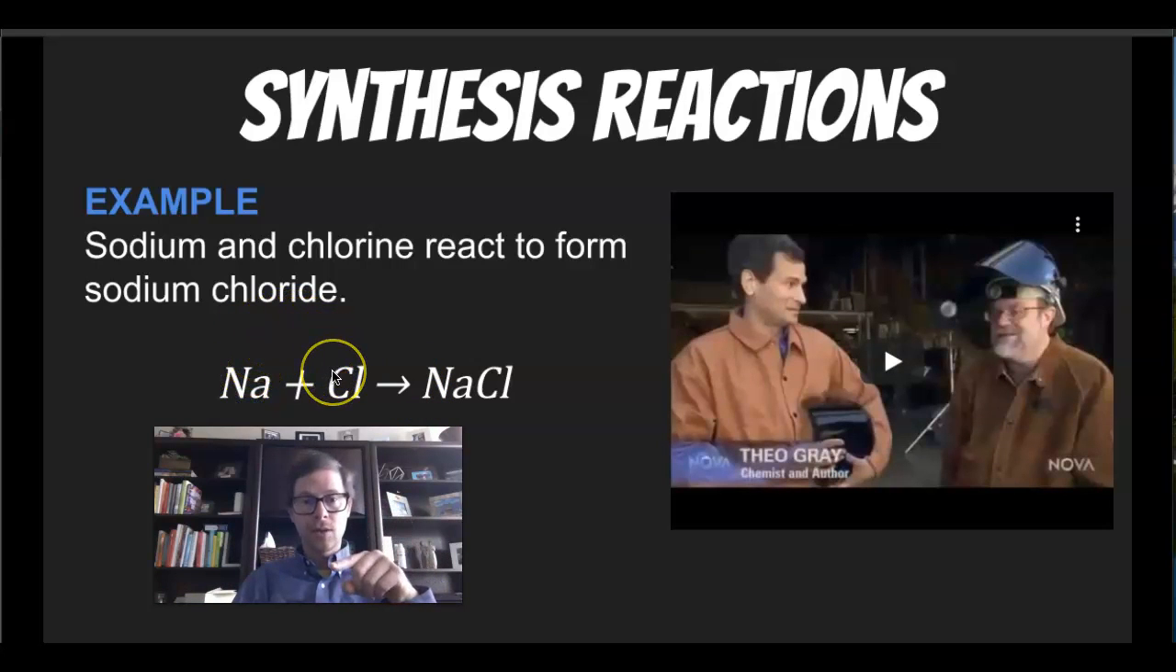Sodium plus chlorine are stuck together. They react together to form one compound. So there are two original substances and one afterwards, which is NaCl, or regular salt. So that's a synthesis reaction.